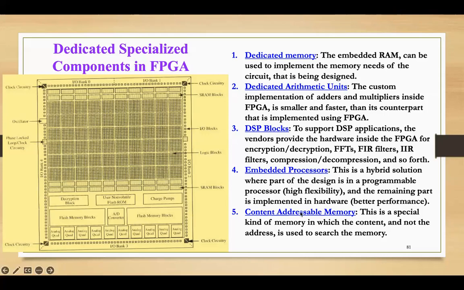Next is the CAM, content addressable memory, right? So this is a kind of memory in which the content and not the address is used to search the memory. So that's why it's called content addressable memory.